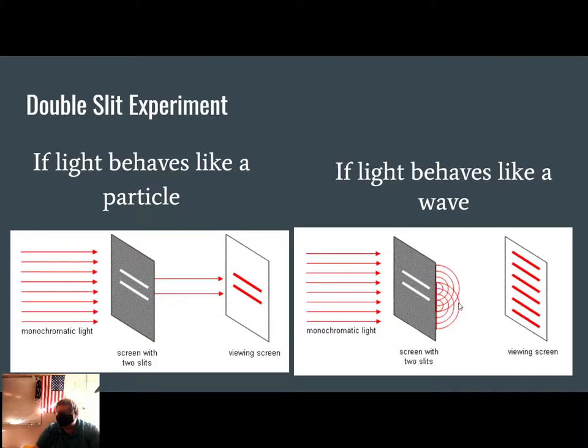And so if light behaves like a wave, we have, I'm going to talk about it more in just a minute, destructive and constructive interference, and we would expect to see an interference pattern, which would look like these little stripes here. And I know this seems really weird, but I'll show you a visual in just a minute. I think it will help make it more clear.